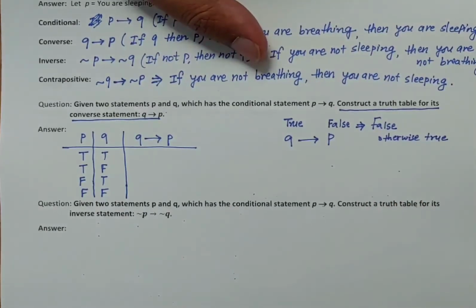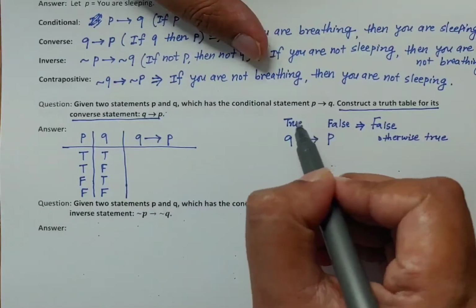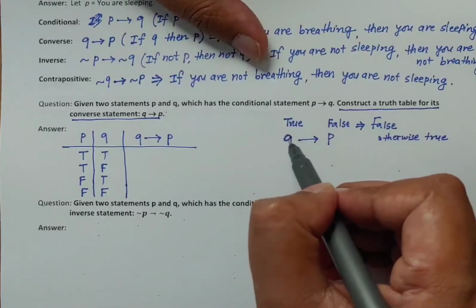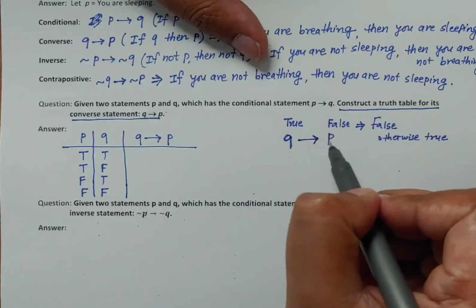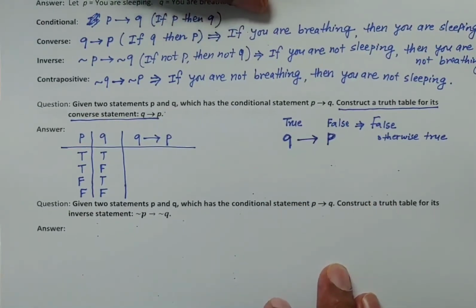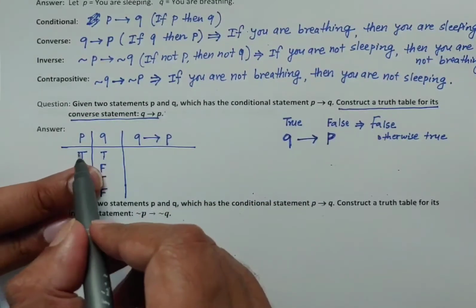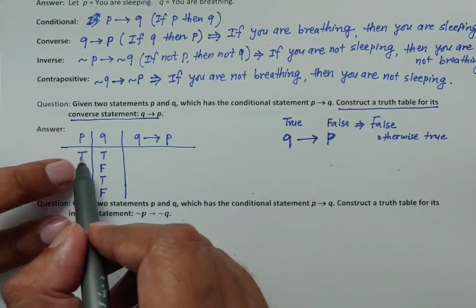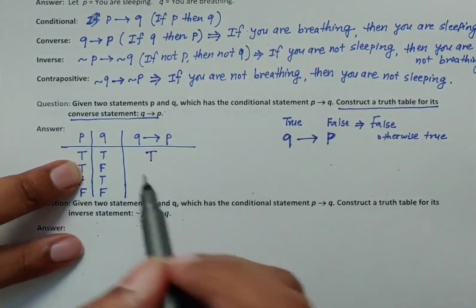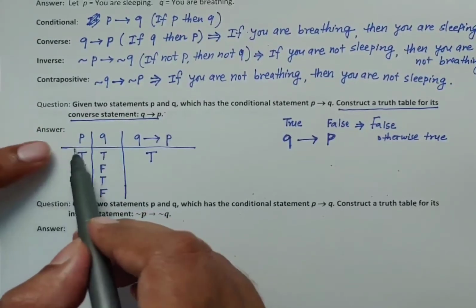Okay, so for a conditional statement we always get it like this. If the first one is true and the second is false, then we get false. So the first is Q implies the second statement P. Then it is false, otherwise it is true. Okay, so true implies true. The first is true, the second is true. True. Okay, so you have to go from Q to P, not from P to Q. You go from Q to P.